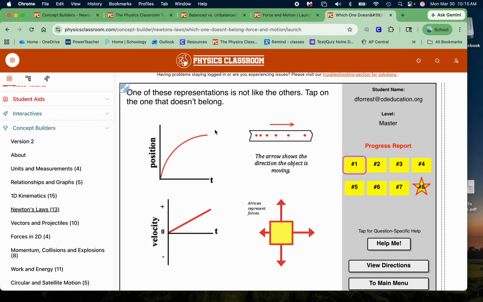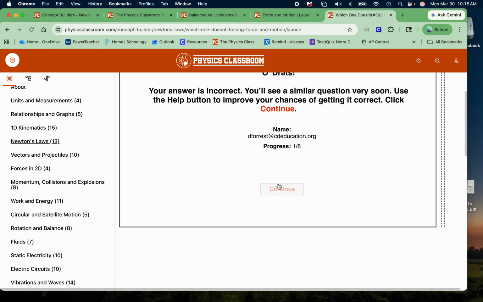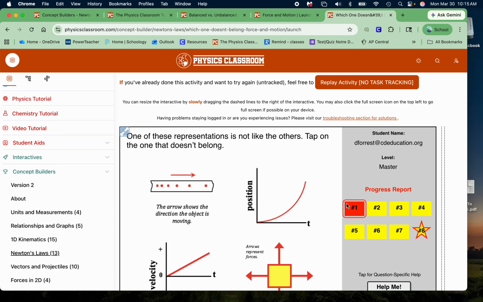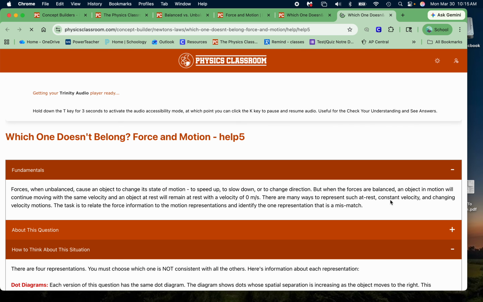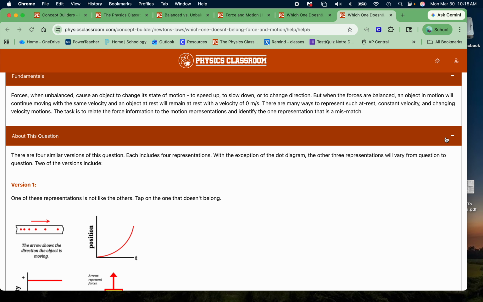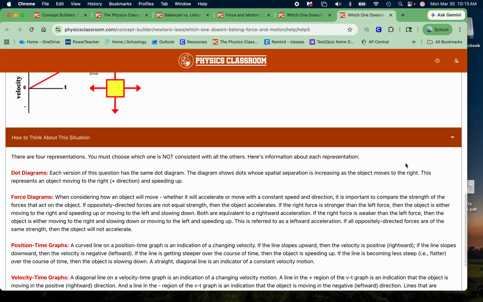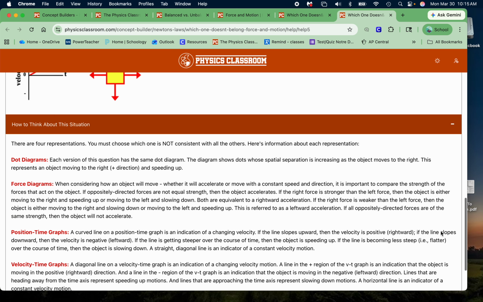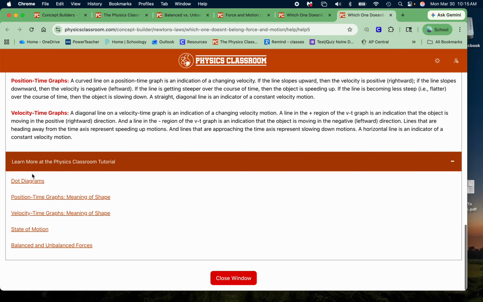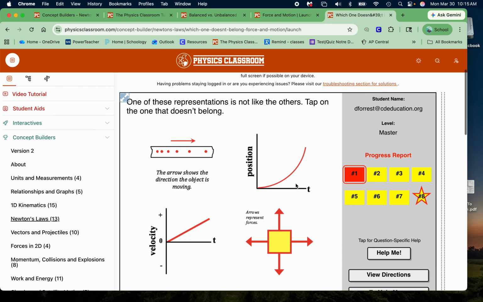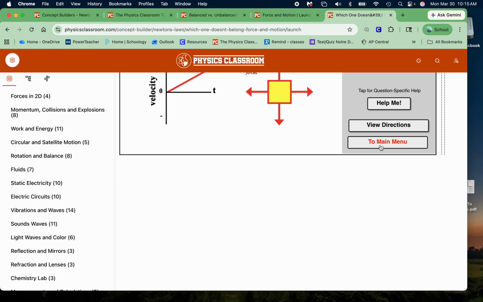So I'm going to pick one here. I'm not sure. I think this is one that would be incorrect answer. Oh, drats. And again, then you'd have to repeat that, something like that twice. Remember, again, help menu. You go to how to think about this particular question. There's a couple versions of it: dot diagrams, position time graph, velocity time graphs. It tells you a lot about that. You can look at more or less of that. And this also goes to where you can look in and reread if you're not sure about some of those representations. So I'm going to go back to the main menu.